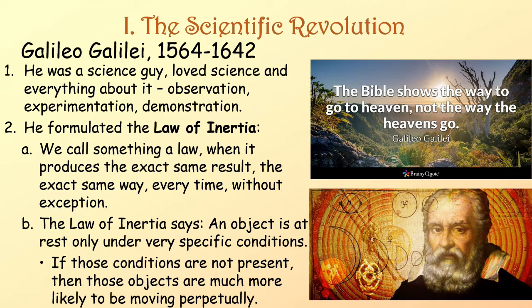Galileo Galilei, 1564 to 1642. He was a science guy. He loved science, loved everything about science, loved the observation, the experimentation, the demonstration. He formulated the law of inertia. We call something a law when it produces the exact same result, the exact same way, every time, without exception.